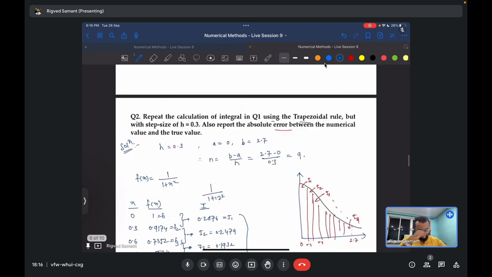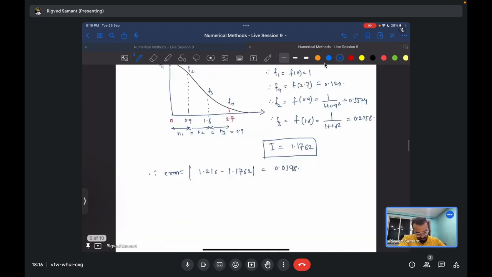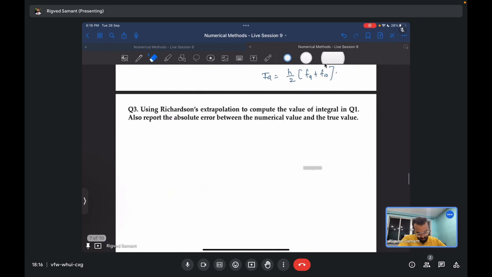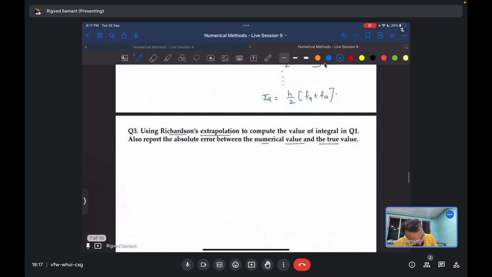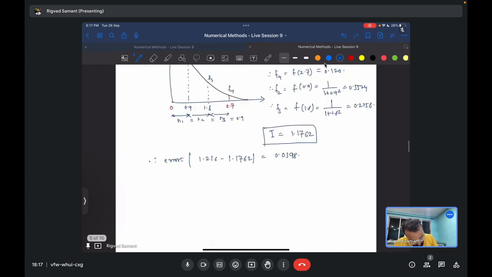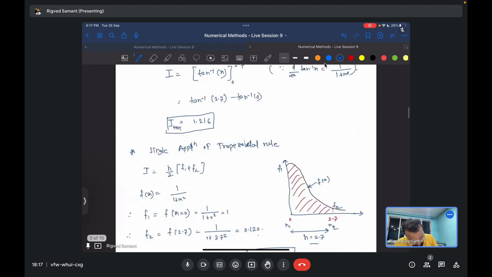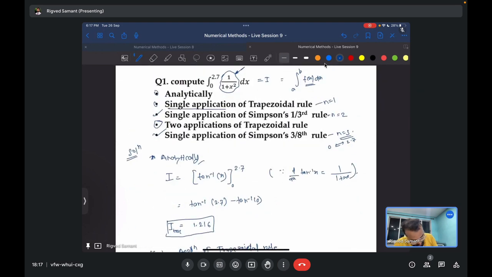Now we'll go for the next question. So the first question is done, the second is done. The third question is: use Richardson's extrapolation to compute the value of the integral in question 1. Also report the absolute error between the numerical value and true value. So what is Richardson extrapolation? In Q1 we solved it using a single application of the trapezoidal rule, but also using two applications of the trapezoidal rule.